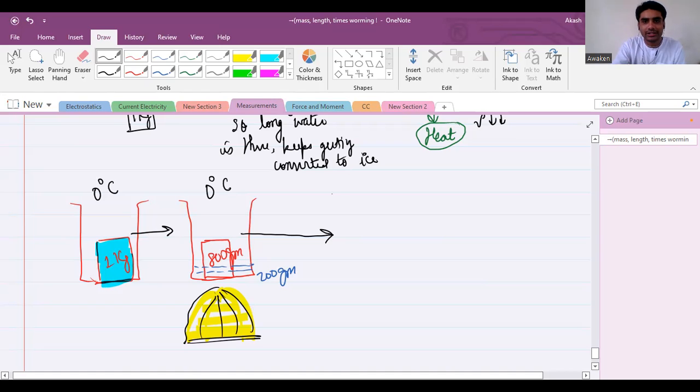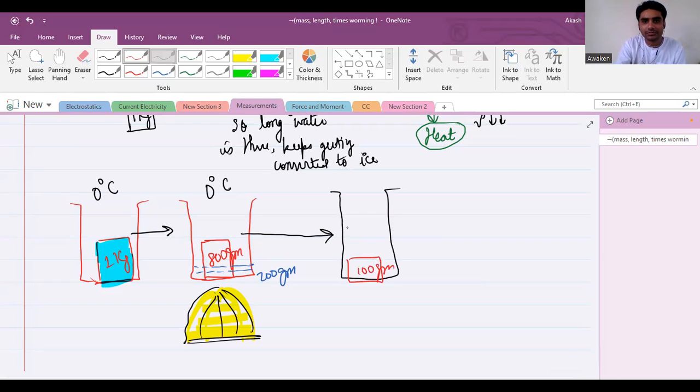So now further you heat it. Now the ice further gets reduced. Now this much only ice remains. Say 100 gram remains. So how much water now? 900 grams. 900 gram water, 100 gram ice. What is the temperature? 0 degree. Still 0 degree.